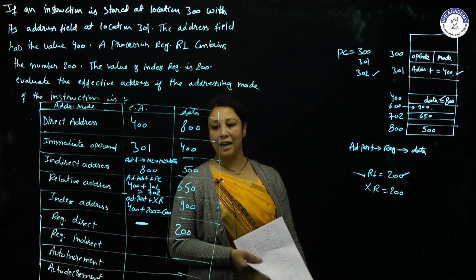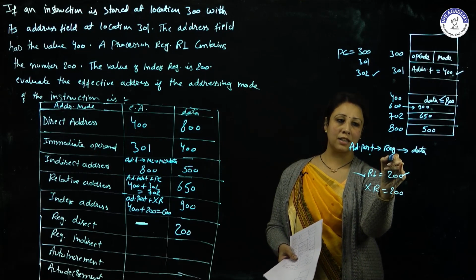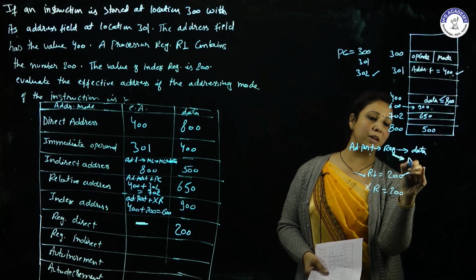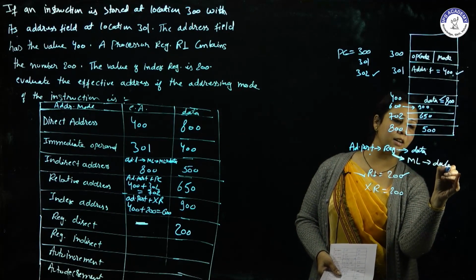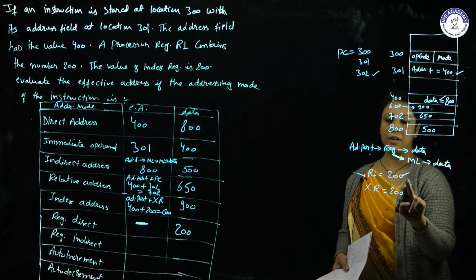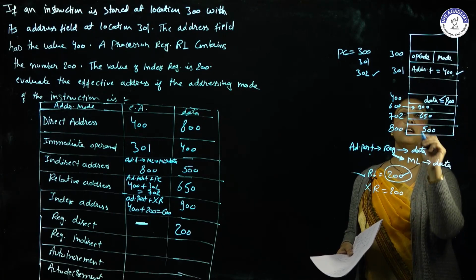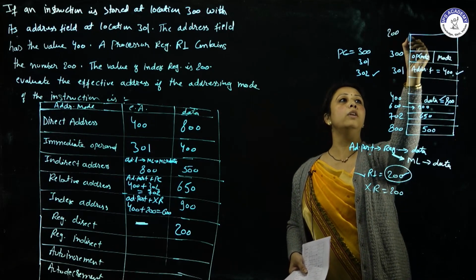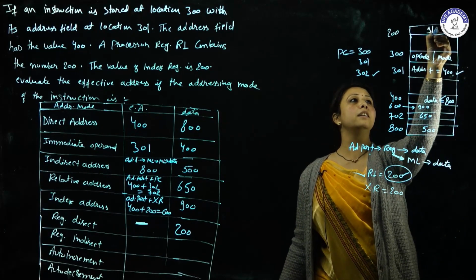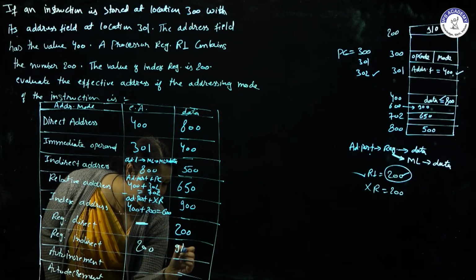Next is register indirect mode. Register indirect mode tells us the address part of the instruction contains a register address. This register contains the memory location, and the memory location contains the data. So the address part contains 400. 400 is the address of register R1. R1 contains 200. 200 is a memory location which contains a data. Suppose 200 contains 910. So 200 is the effective address in register indirect mode and 910 is the data.